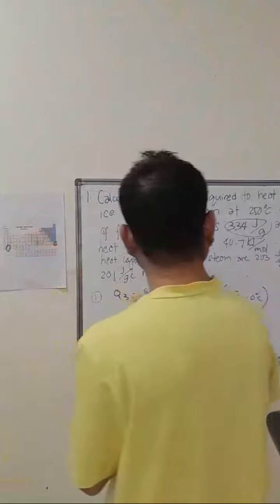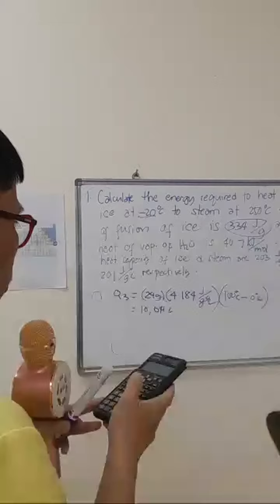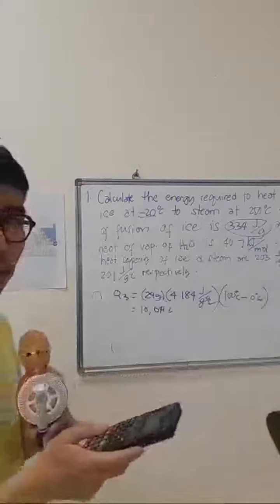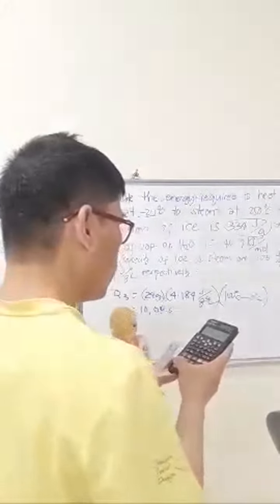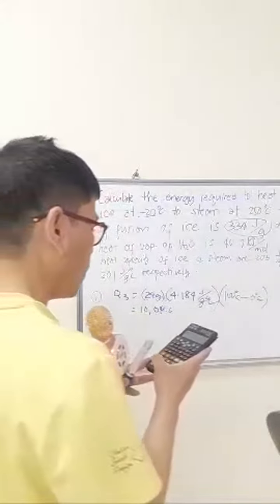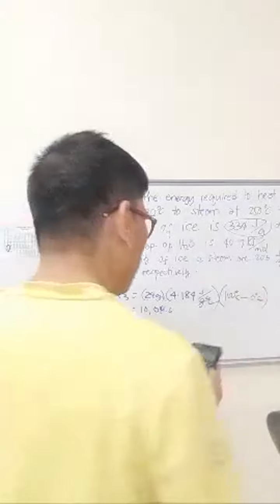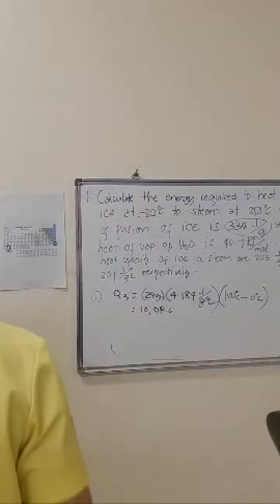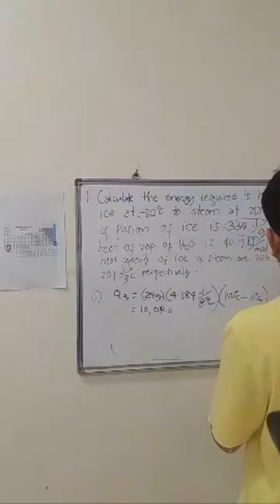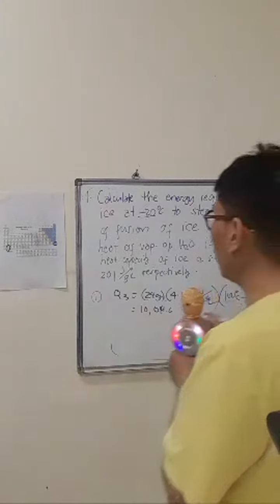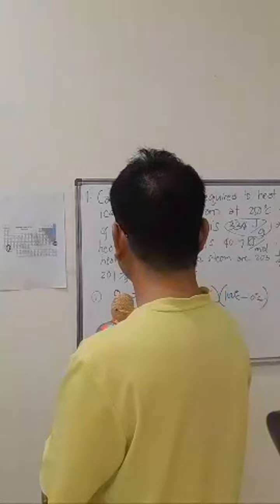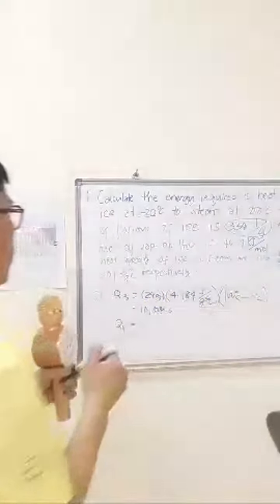Cancel gram, Celsius. Review, second time we review, guys, to make sure. 24 times 4.184 times 100 is 10,041.6. Q3 is 10,041.6 joules. Now for Q4, this is a phase change from liquid to gas, evaporation and vaporization.